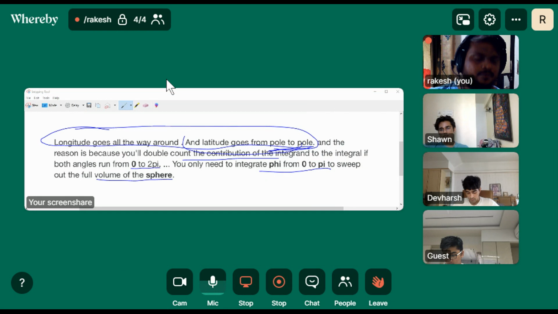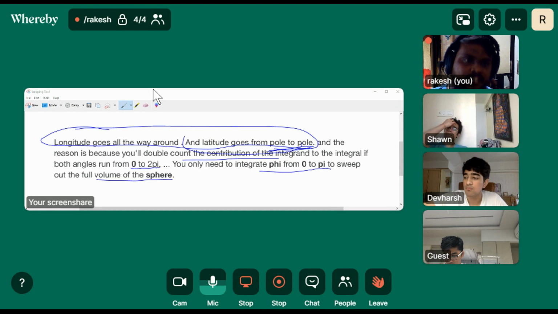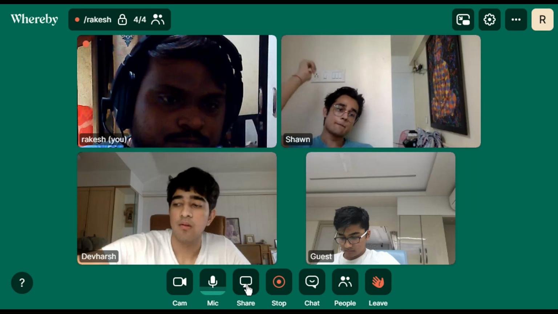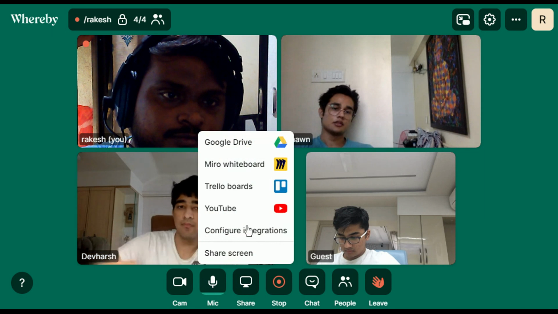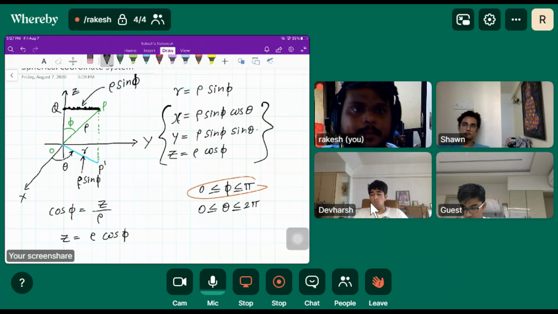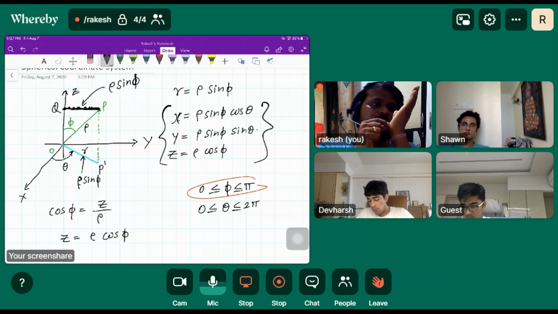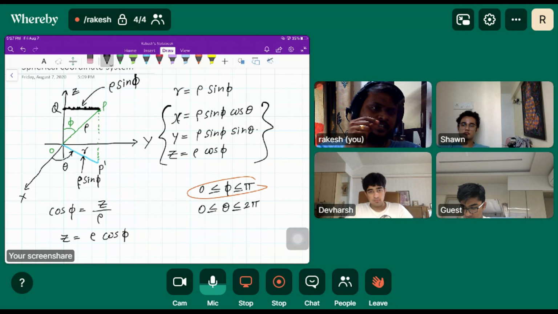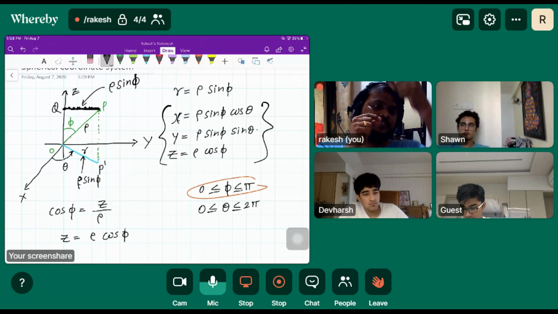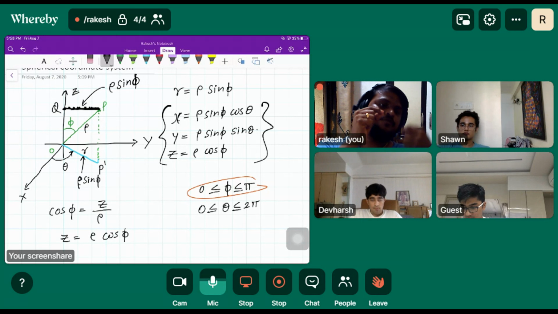Maybe there may be some confusion here about the term, but I think the idea was to explain to you the range of phi and the range of theta. Is that clear now? See, phi is the angle made by the line connecting the point with the origin with the z axis. So basically it will go from 0 to pi. If you go in the opposite direction, then also it will count with the z axis.